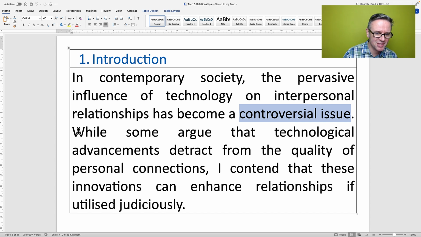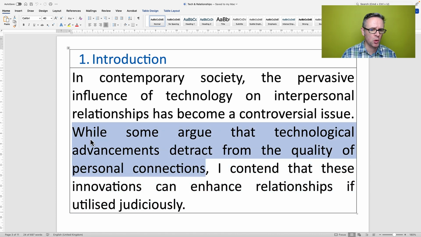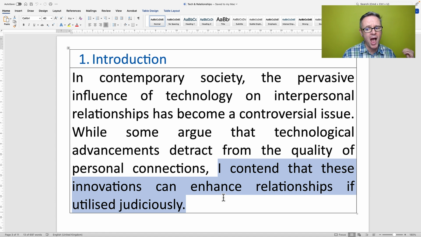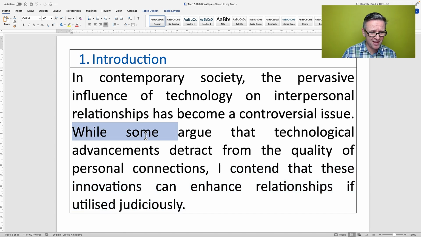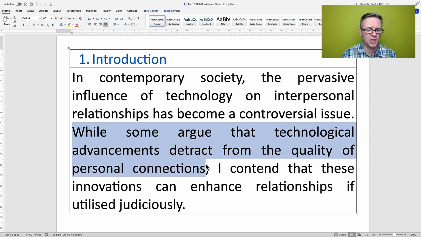Now, this next sentence is rather long. First of all, we have a subordinate clause. Here is the subordinate clause. While some argue that technological advancements detract from the quality of personal connections, and then here is my main clause. I contend that these innovations can enhance relationships if utilised judiciously. Let's look at the subordinate clause. So we're saying this is the argument against. While some argue that technological advancements detract from the quality of personal connections.